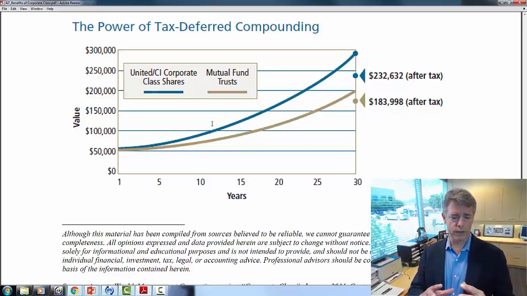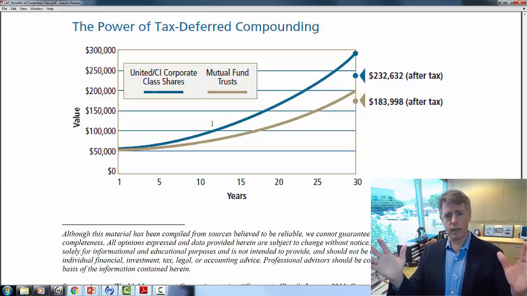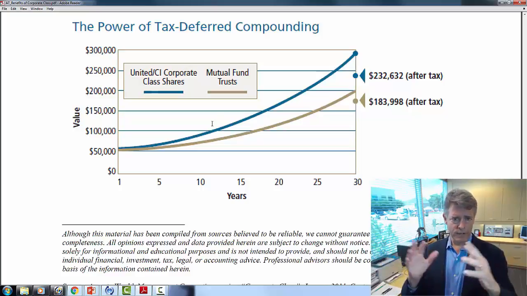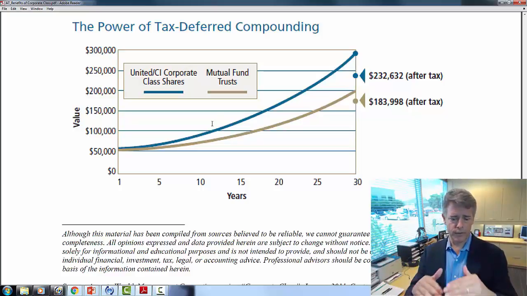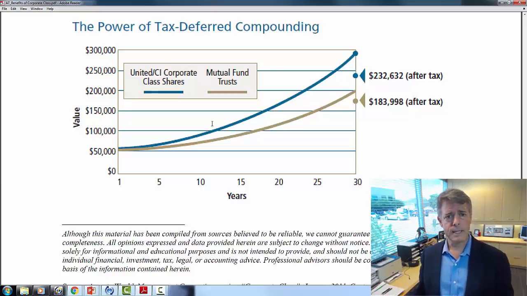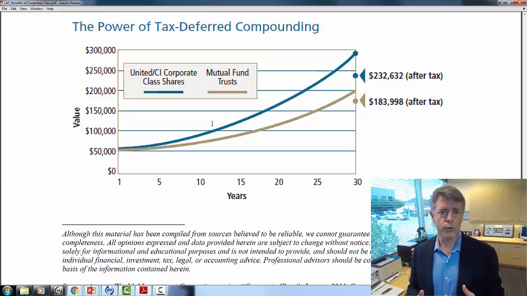So what the corporation does is it takes a look at all of its income from all sources. It'll have expenses, it might have some losses, and at the end of the day, when they go through the calculation, there may not be any taxable distributions that have to be paid out to the unit holders of those investments.